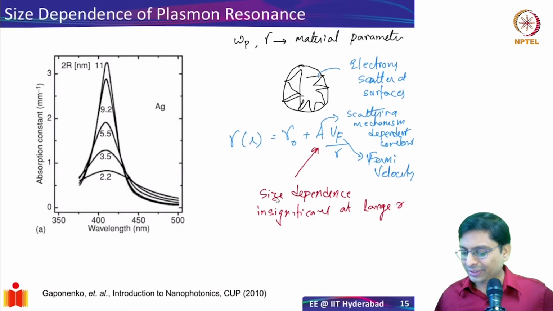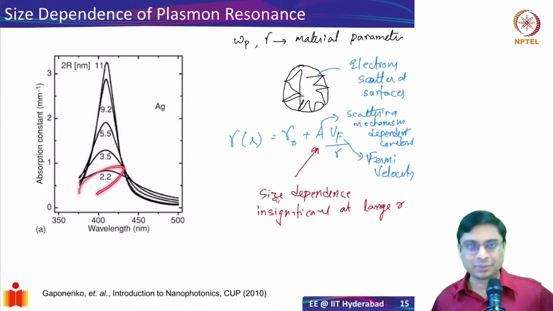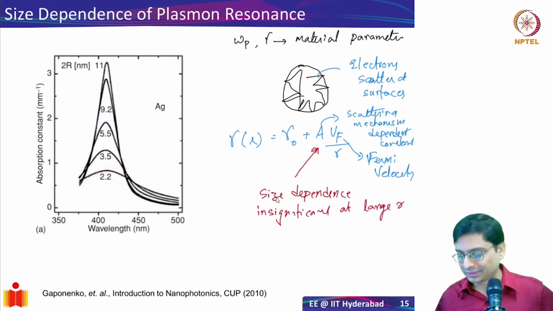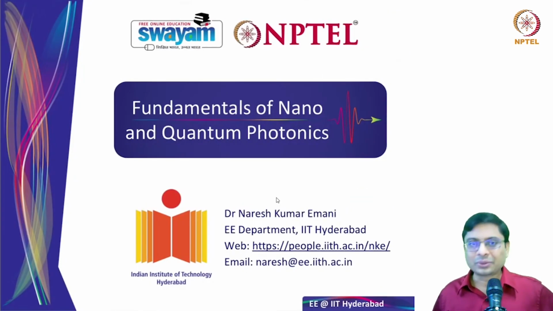The idea is that if you have a very sharp resonance, that can have a lot of applications. So we always try to engineer that. It turns out that if you go to very small nanoparticles of, let's say, 2 nanometers and so on, again the resonance becomes weak, and the absorption is very small. All right, so this concludes my discussion on the size dependent parameters.